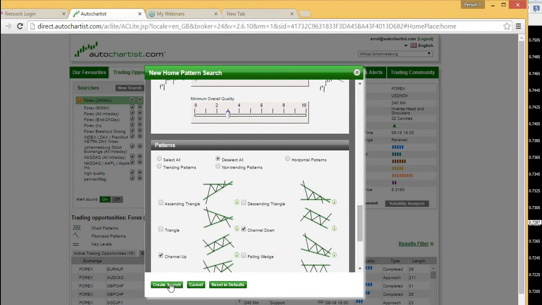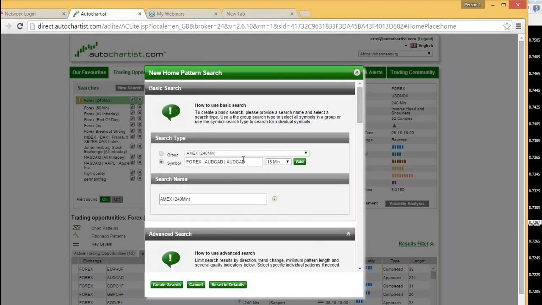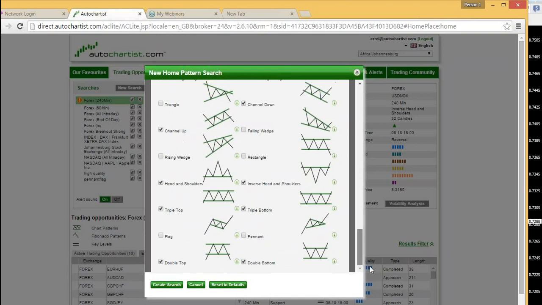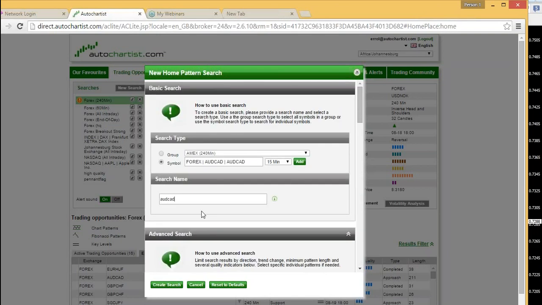So now Autochartist is only going to show me the patterns on the 15 minutes of AUD/CAD that I've chosen. And I'm not sure why it's not working now. I think it could be that I've got too many searches already, so it didn't create the search for me, but you get the idea.